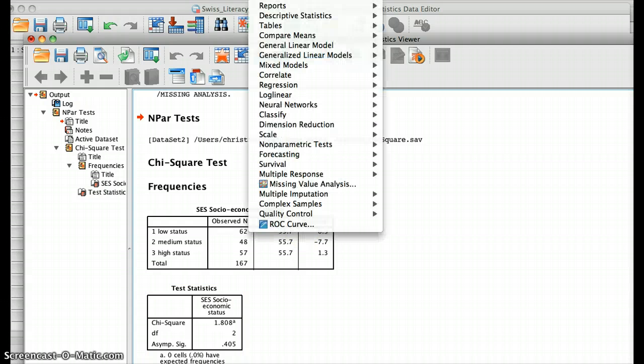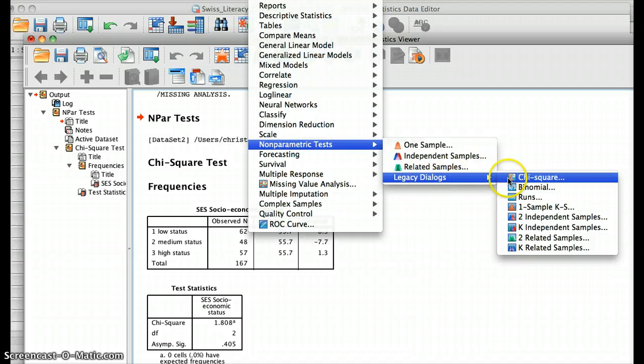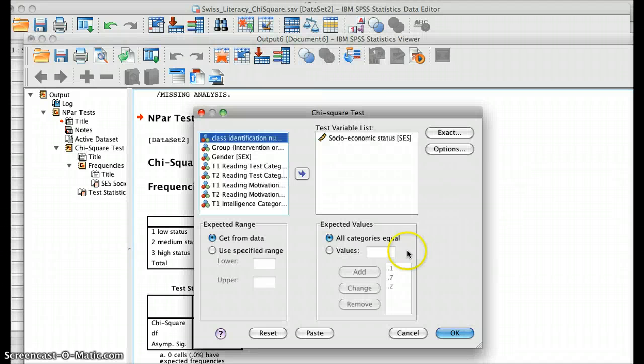Now, let me show you how you would do it if you actually expected different frequencies for each category. You'd go back into Legacy Dialogs, back into Chi-Square, and now instead of saying all categories are equal, you could actually start entering your own categories. So let's just give an example.